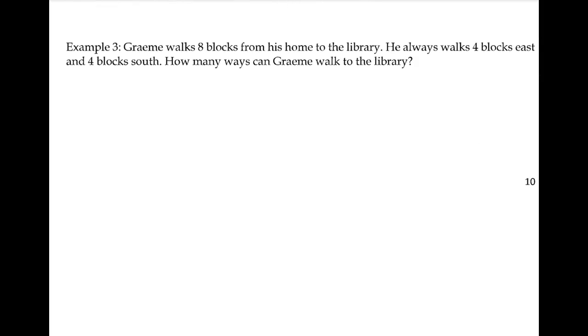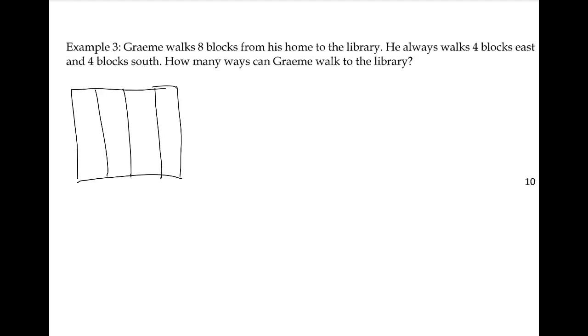Example 3. Graham walks 8 blocks from his home to the library. He walks 4 blocks east and 4 blocks south. How many ways can Graham walk to the library? So in general, or we could draw a picture for this one. We've got 4 blocks east, 1, 2, 3, 4, and 4 blocks south. How many ways could he get there?